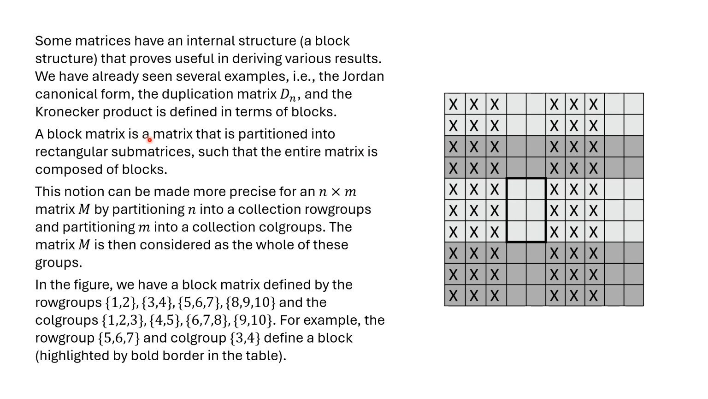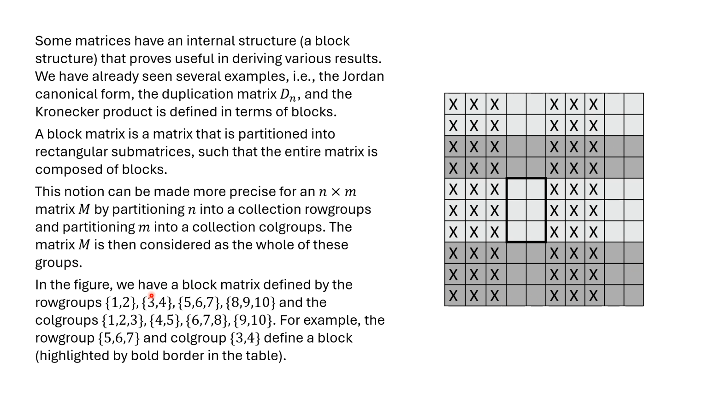A block matrix is a matrix that is partitioned into rectangular submatrices such that the entire matrix is composed of blocks. The notion can be made more precise for an n by m matrix, capital M, by partitioning n into a collection of what are called row groups, and partitioning m into a collection of what are called column groups. The matrix M is then considered as the whole of these subgroups. I have an example of this here on the right.